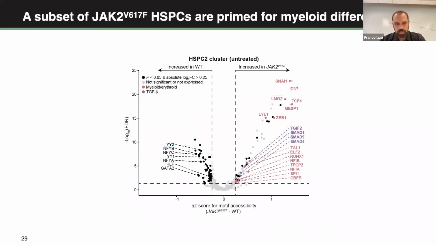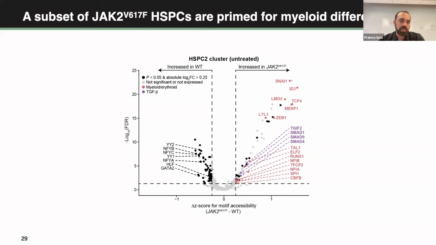And another capability of this method is that we can perform these comparisons within each cell type. So next we explored HSPC2, which is a slightly more differentiated stage of the stem cell compartment. And we found that differential motif accessibility reveals a much stronger pro-myeloid signature comprised of TFs that include, for example, LMO2, TAL1, and RUNX1, which are increased in the mutant to a higher extent than what we observed in the HSPC1 cluster. So this further supports an epigenetic priming towards myeloid differentiation that begins in early hematopoiesis.